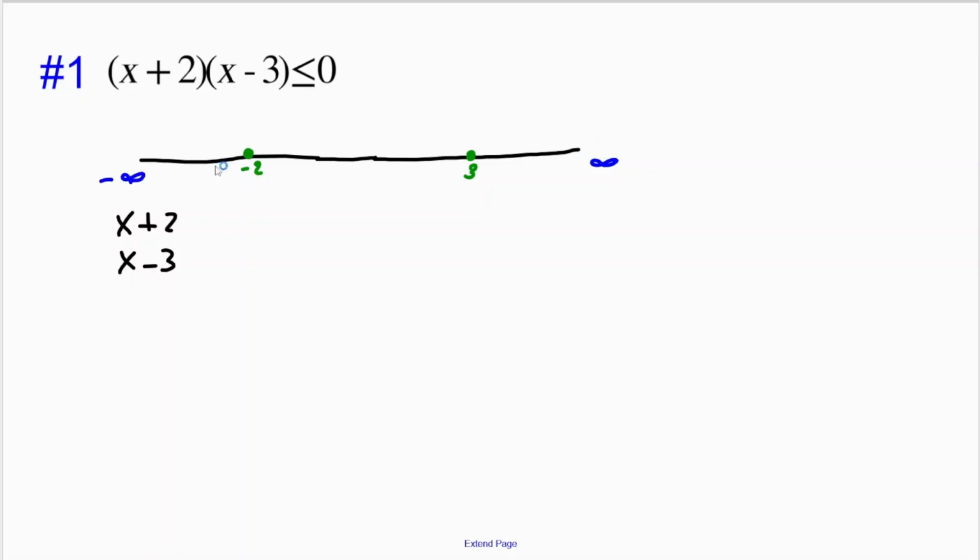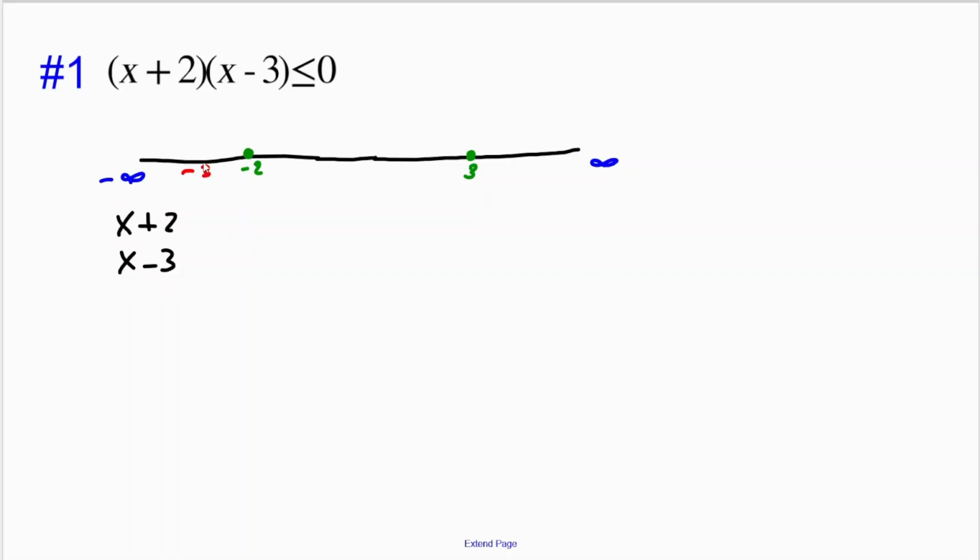Okay, so now we just pick values in between these intervals. So from negative infinity to -2, we pick a value. From -2 to 3, we pick a value. And then from 3 to infinity, we pick a value. So let's pick a value, anything from negative infinity to -2. Okay, well, I'm going to pick -3.